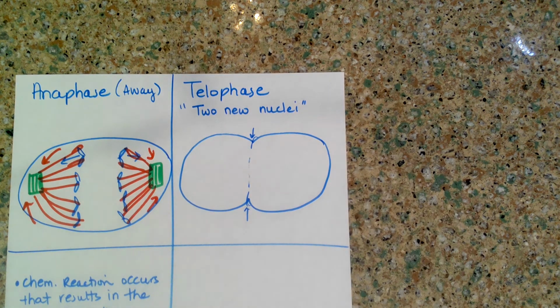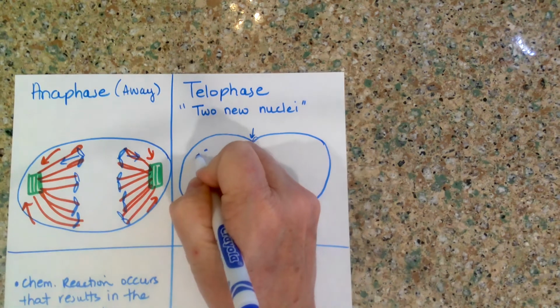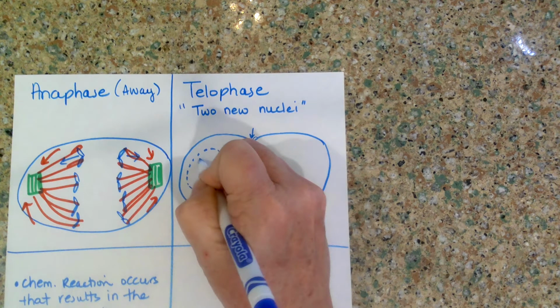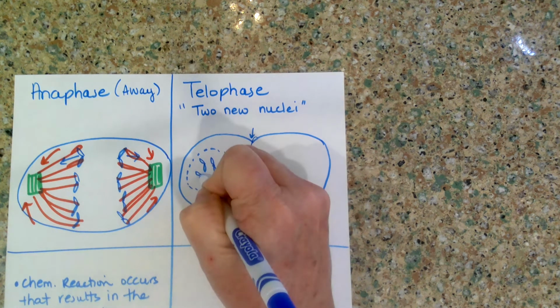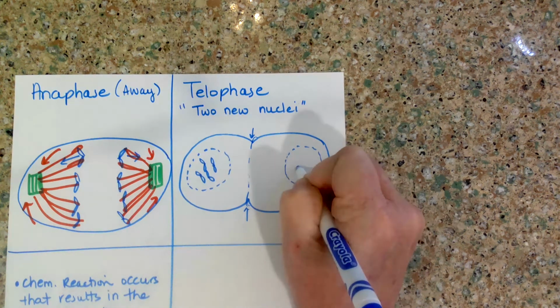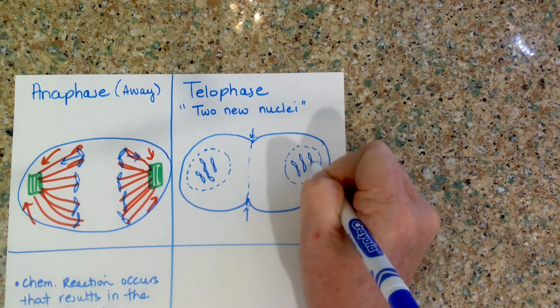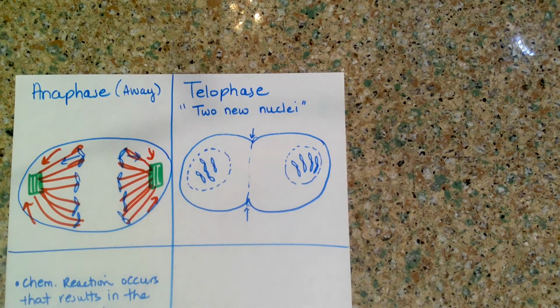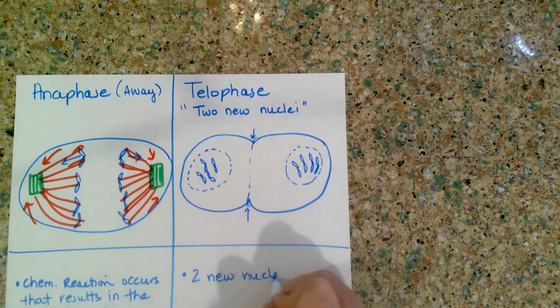But in telophase, what's going to happen is around each new cluster of sister chromatids, we're going to start trying to form two new nuclei. Okay, because what we want to do is wrap them up tight so that they don't join back together. Okay, so two new nuclei begin to form.